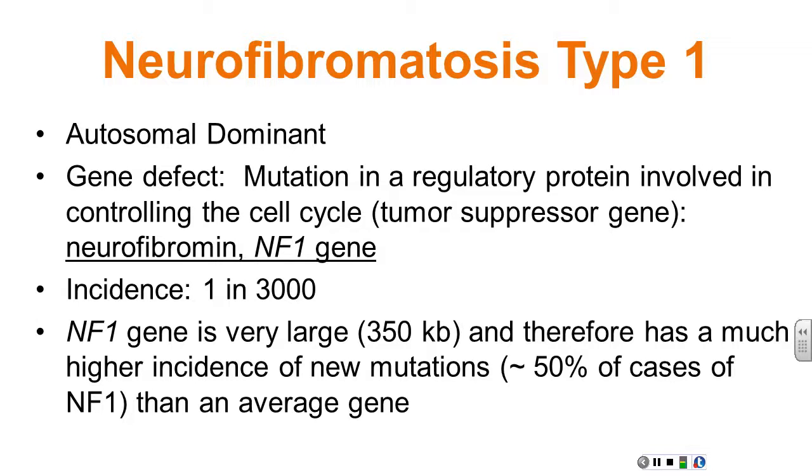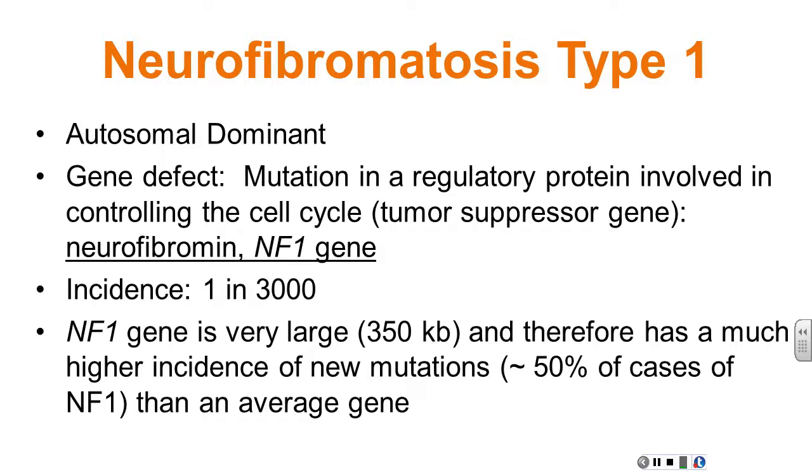Now, I'm giving you incidence rates for some of these diseases, not because I expect you to try to memorize them. You're welcome to do that. It's certainly not going to hurt you, and it can help to a certain extent to know whether things are common or not. I want you to realize, when you see a number, whether we're talking about a rare genetic disease or a common genetic disease. And 1 in 3,000, for a genetic disease, is extremely common.